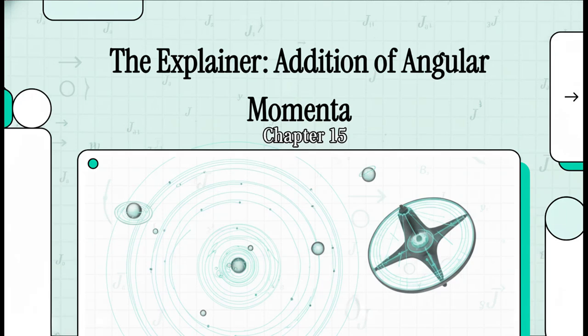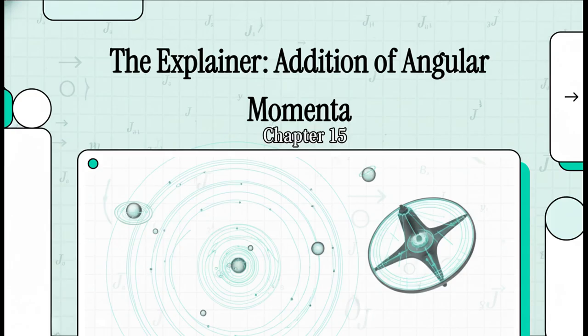All right, welcome to the Explainer. Today we're going to jump into a really cool puzzle at the heart of quantum mechanics. Imagine you've got a system with more than one particle. How do you figure out what their combined spin is, for the whole system? Well, it's not as simple as just adding 1 plus 1.